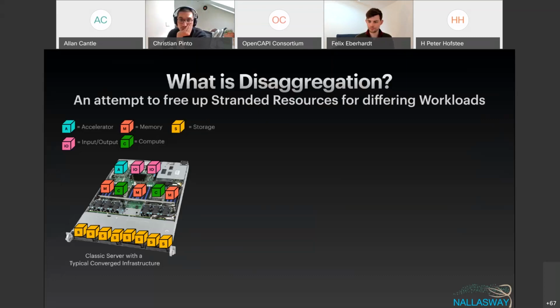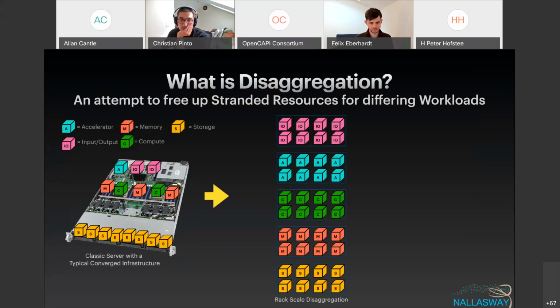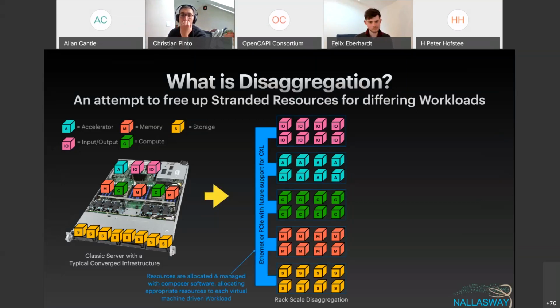And so one technique for this, rack scale disaggregation, has been tried in the past, where literally you split each of the resources into a separate chassis level box, and then you re-aggregate them back together with your favorite fabric, being either Ethernet or PCI, and potentially future support for CXL. The resources are allocated and managed with Composer software, allocating the appropriate resources to each virtual machine-driven workload. And hopefully you don't get any stranded resources with this approach.